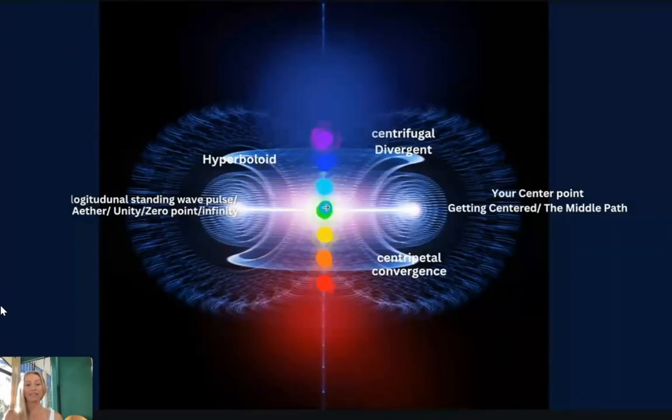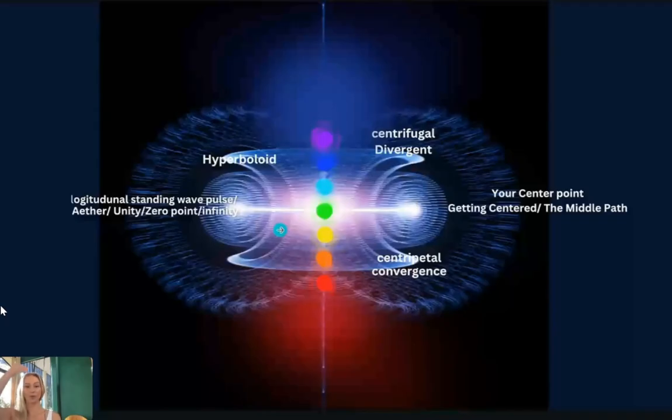So your ability to really enhance this field is going to be your ability to balance out the mind, body, and spirit. That's why I put here, getting centered, the middle path, your center point. So its power will depend on your ability to harmonize not only that, but your heart and your brain. Of course, your heart chakra, of course, your crown. We're going to get into that really soon.